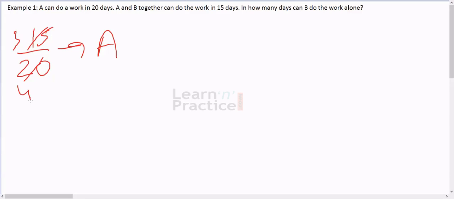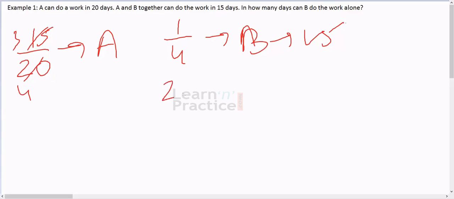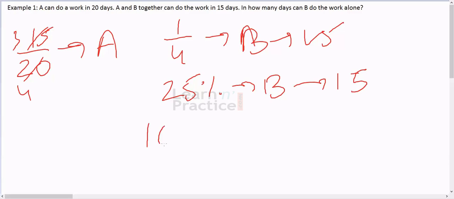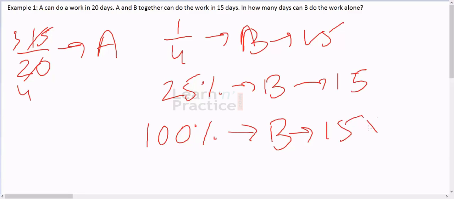So 1 by 4th amount, that means we can write it as 25%. So 1 by 4th amount of work is done by B in 15 days, or we can write it as 25% of the work was done by B in 15 days. So 100% work will be done in how many days? We can simply multiply it by 4 to make it 100%. So 100% of the work will be done by B in how many days? 60 days.